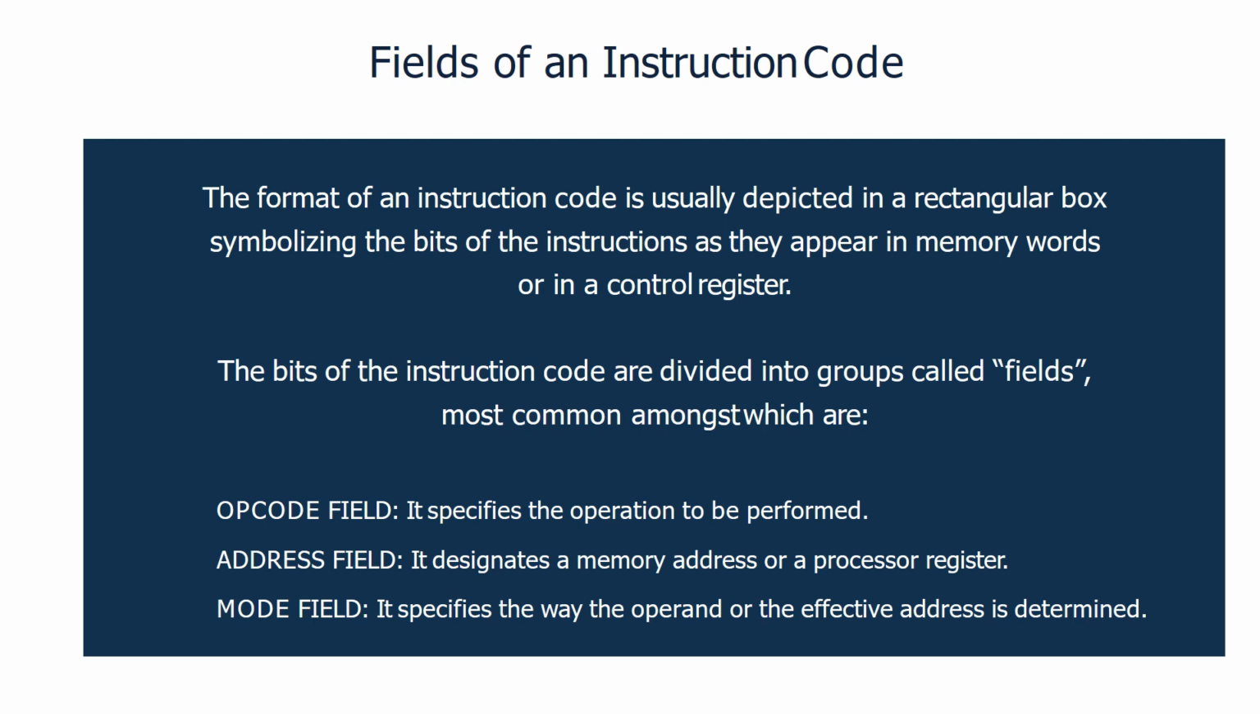There are different fields in the instruction code. There are mainly three fields: the opcode field, the address field, and the mode field. The opcode field specifies the operation to be performed. The address field designates a memory address or a processor register. The mode field specifies which addressing mode has to be used and how the effective address is determined.